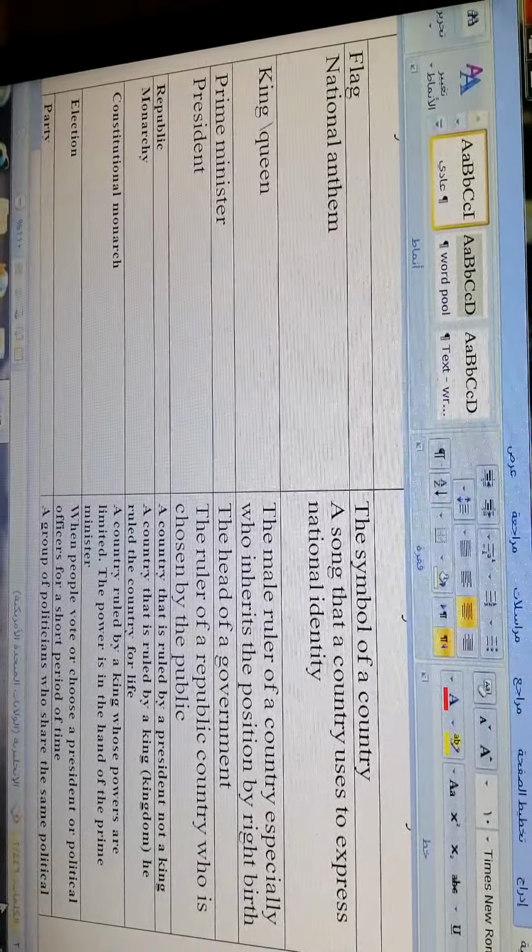Such as USA, the United States of America, they have a president. If you remember, let's start from Barack Obama. He was the president, and then his presidency finished. Then Donald Trump came for 5 years, and then after 5 years another president will rule the republic. Republic, the republican system of government. The public are the ones who decide who is going to be their ruler.